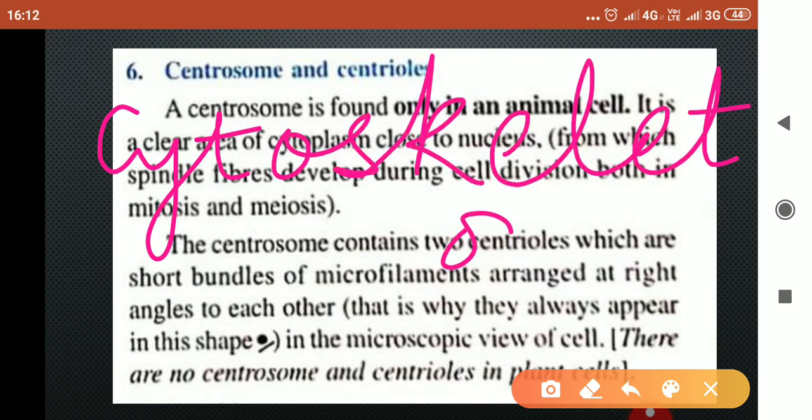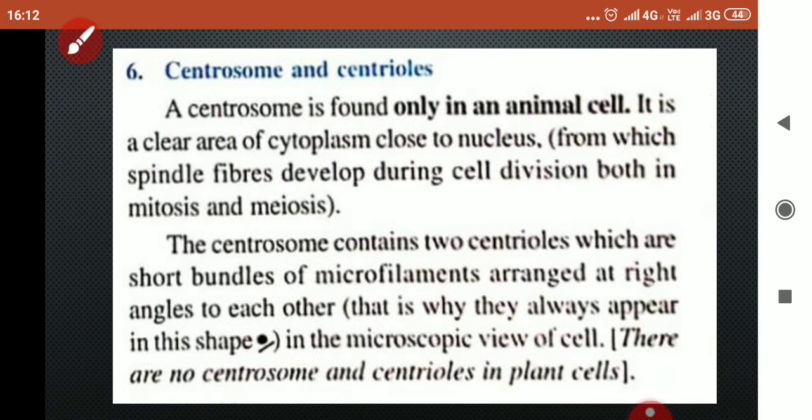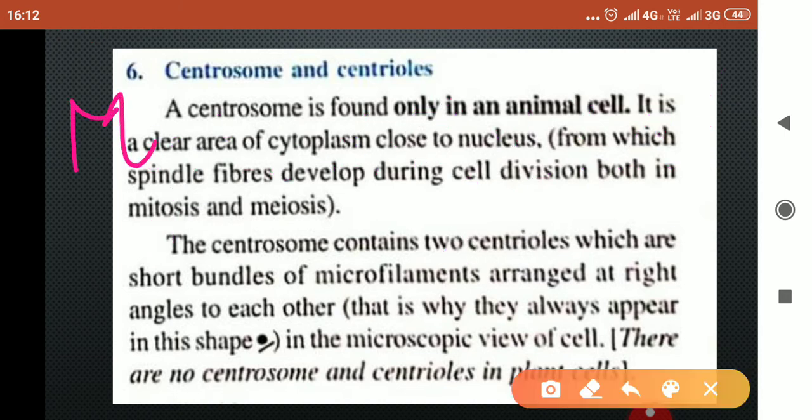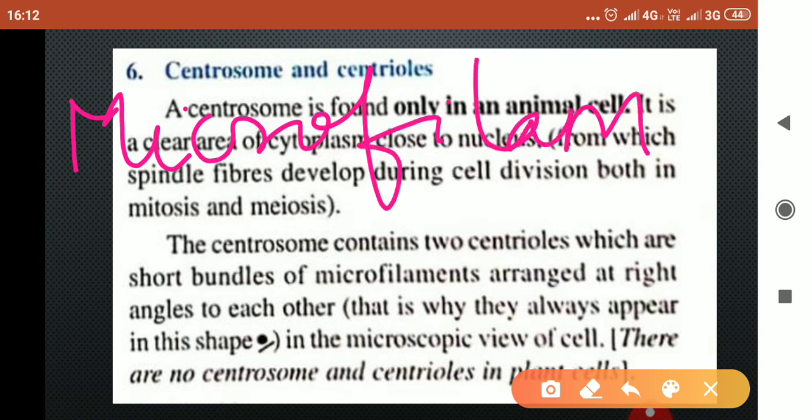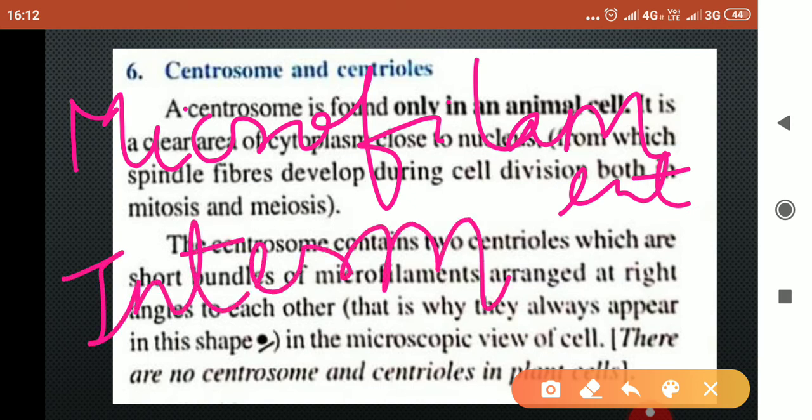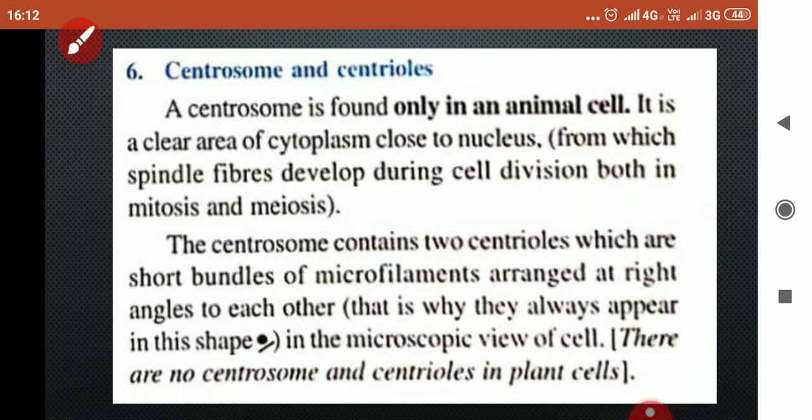Now this cytoskeleton includes three structures. The three structures are microfilaments. The first one is written here. The second one is the intermediate filaments. And the third one is the microtubules, which I might have mentioned in the previous video about centrosome.